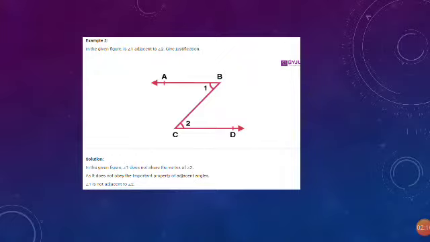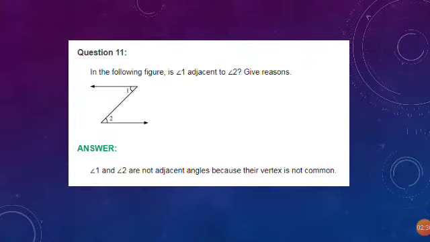In the given figure, is angle 1 adjacent to angle 2? So, in the given figure, angle 1 does not share the vertex of angle 2, as it does not obey the important property of adjacent angles. Angle 1 is not adjacent to angle 2.